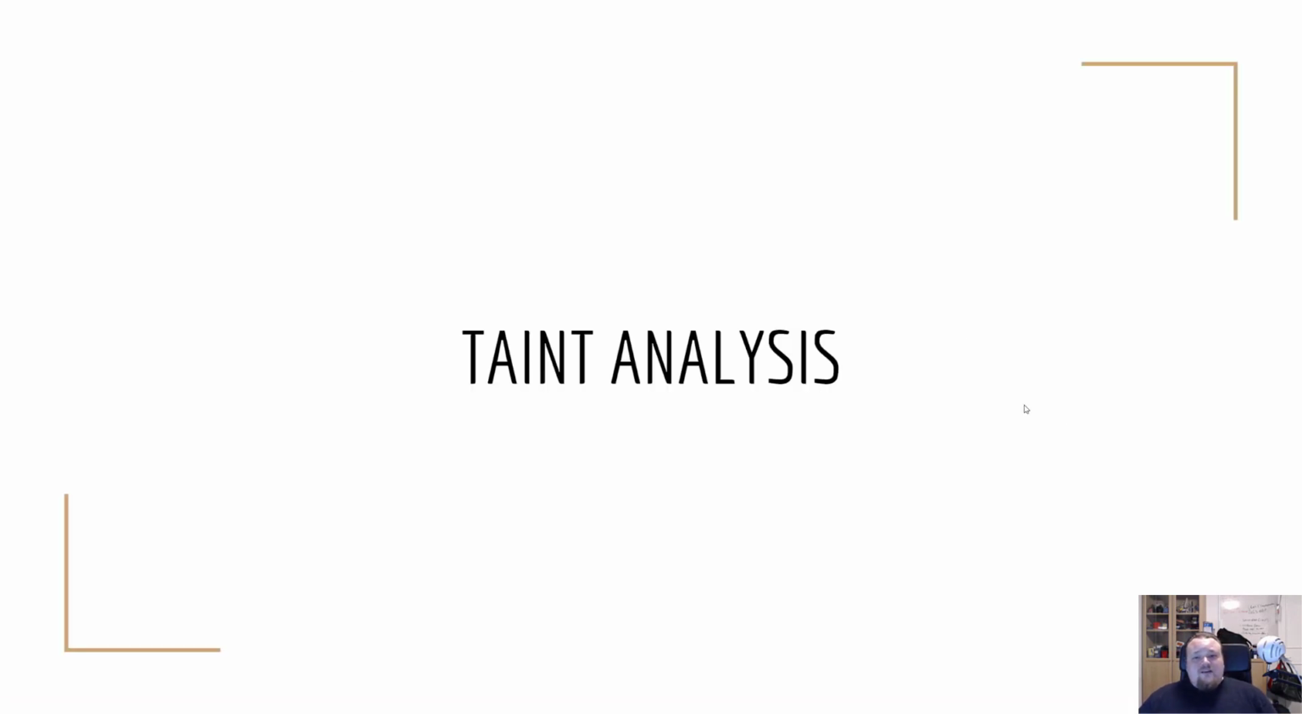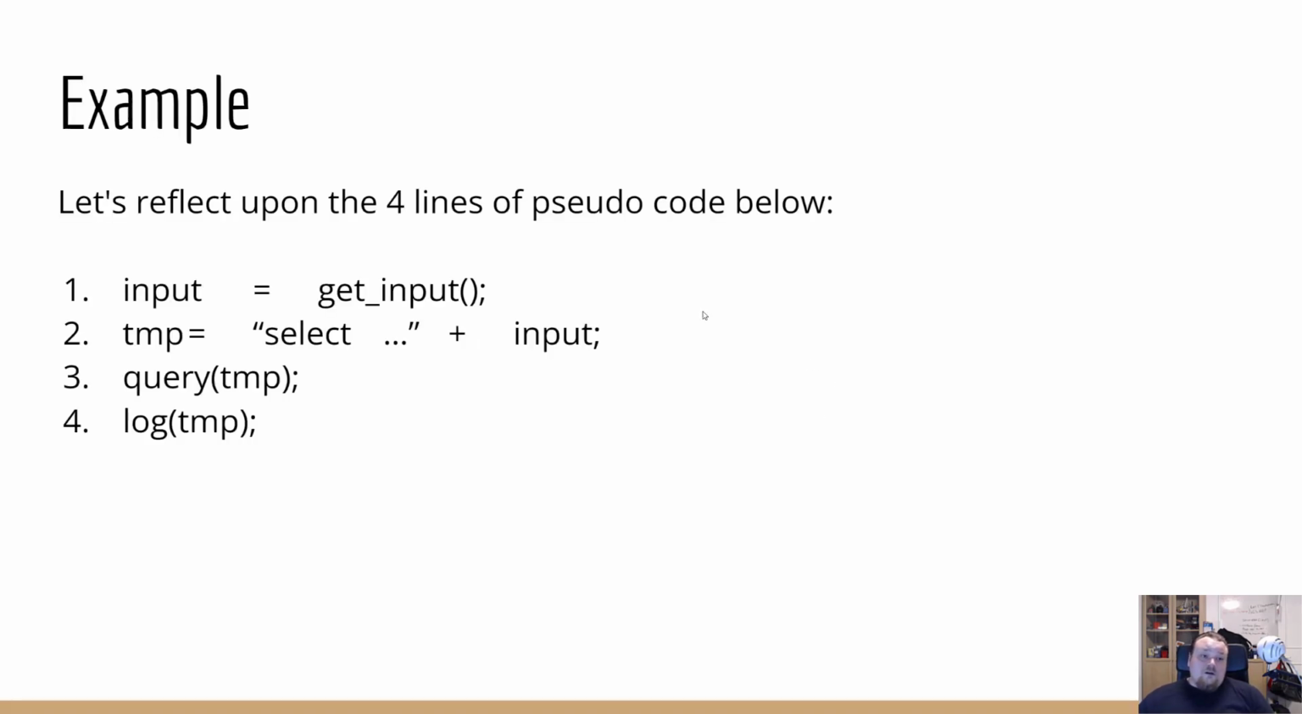All right, so let's go ahead and talk about the first one. It's called taint analysis. Let's look at the code here. Let's reflect upon the 4 lines. This is just some pseudocode I found, and I really like this. It's a really good example of source and sinks and taint and everything that is going on.